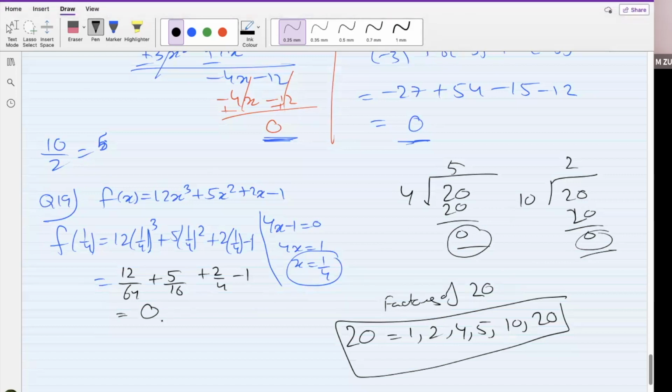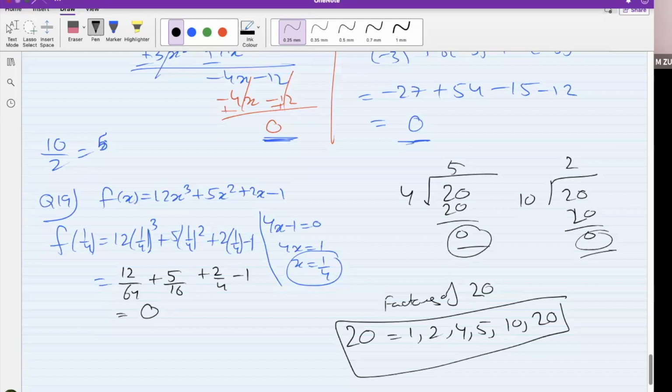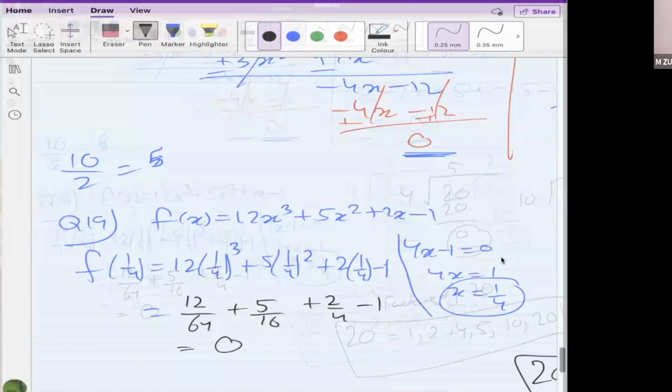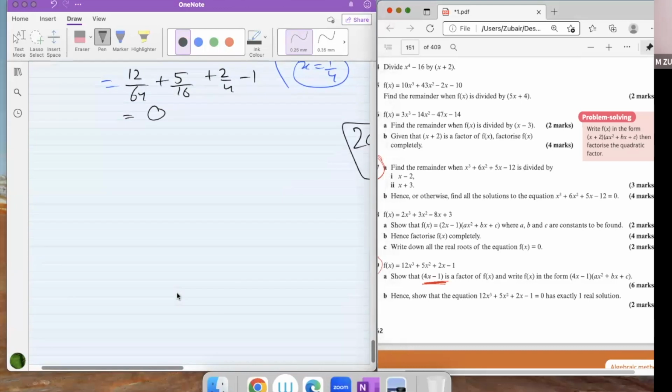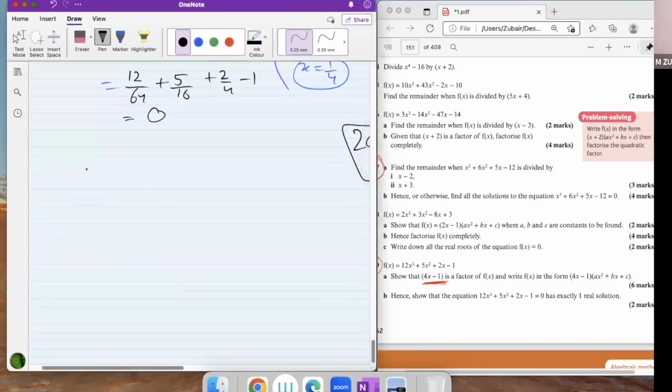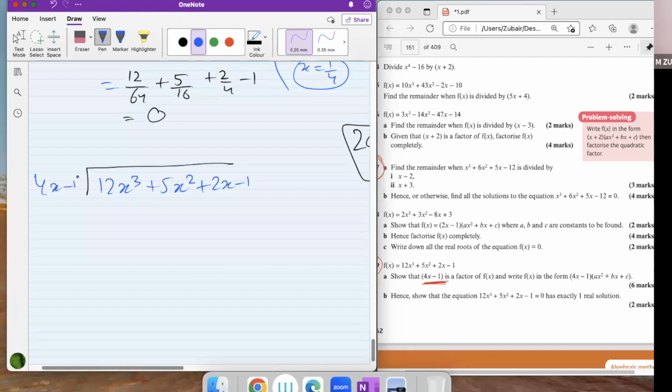Okay. If it asks to show that it is a factor, we can use this quick method. But for the second part of it, it said write f of x in this form. So now we are bound to use long division because we now need to find the quotient. So it is 12x cube plus 5x square plus 2x minus 1 divided by 4x minus 1.